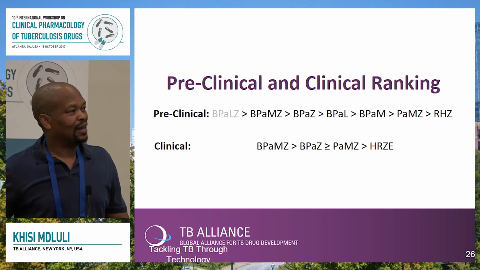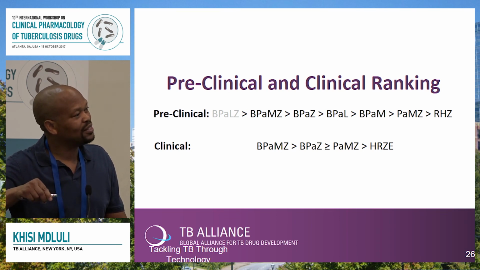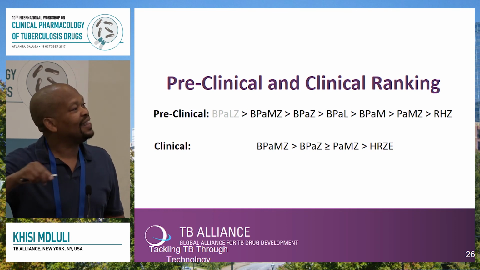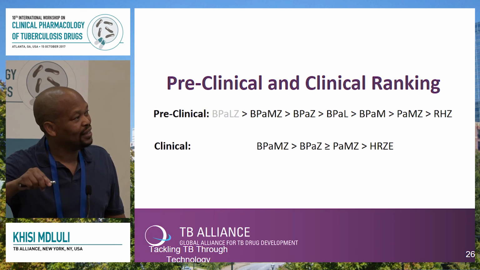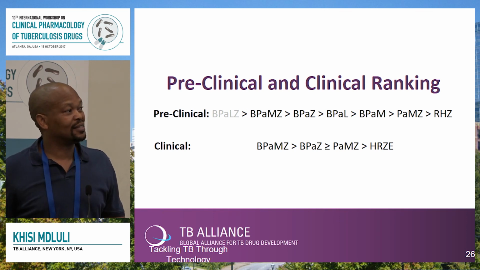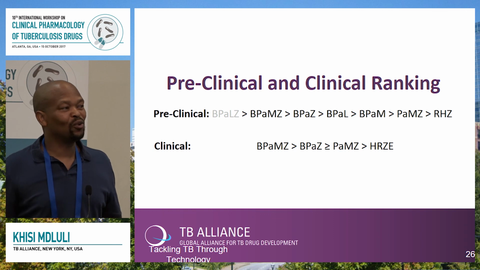I'm not going to show you any data today, but we know now with the data that we have at the TB Alliance, if you look through all the clinical trials that we've already run, both in EBAs and also the 2-month culture conversion, this is how these regimens rank in the clinic. BPAMZ is definitely better than BPAZ, which is better than PAMZ, which is about similar to the standard of care. And this is exactly the same ordering that we saw in the preclinical studies at JHU as well. So we feel good about this.